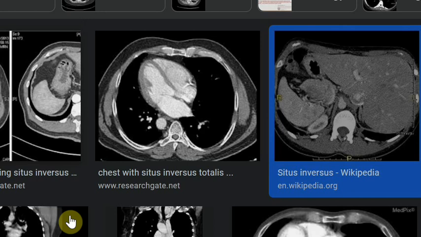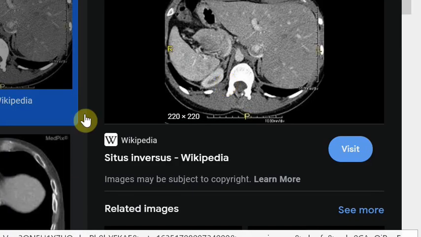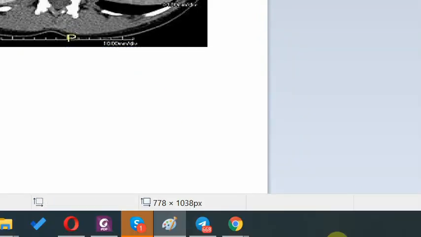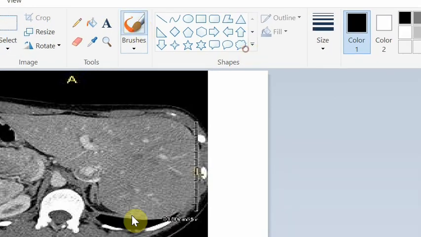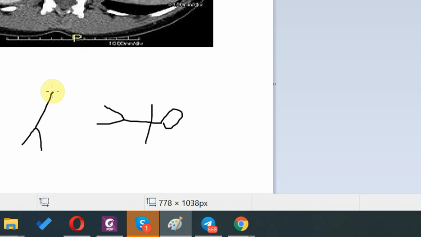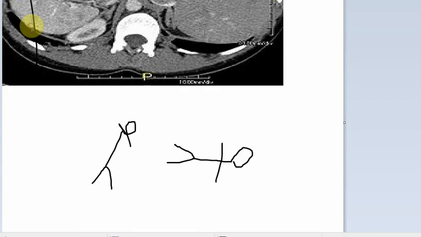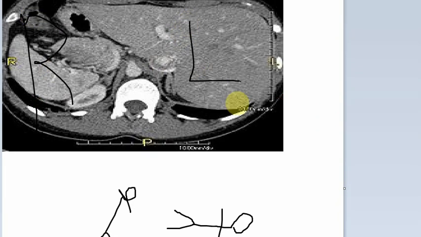This is a CT scan of the abdomen. To be comfortable looking at a CT scan of the abdomen, you need to understand a couple of things. The first thing you need to understand is that when you look at a patient, he's like this. This is the patient, he's lying down, okay? This is his head, this is his arm, and you are standing near his legs, and this is you. You are standing near his legs and looking at him. So this will be the right side of the patient. This will be the left side of the patient.